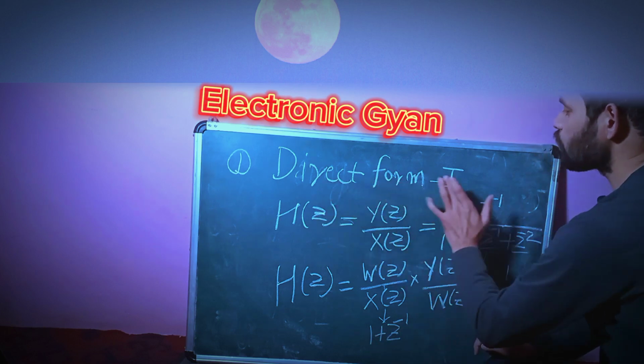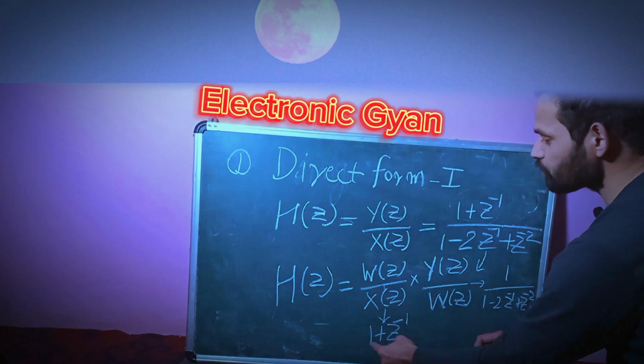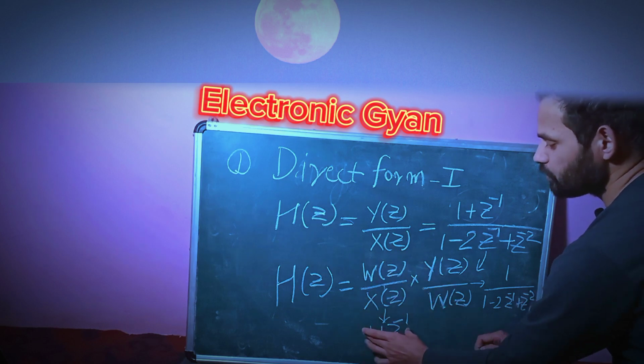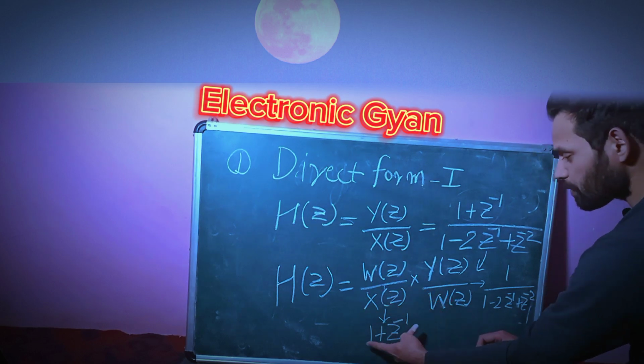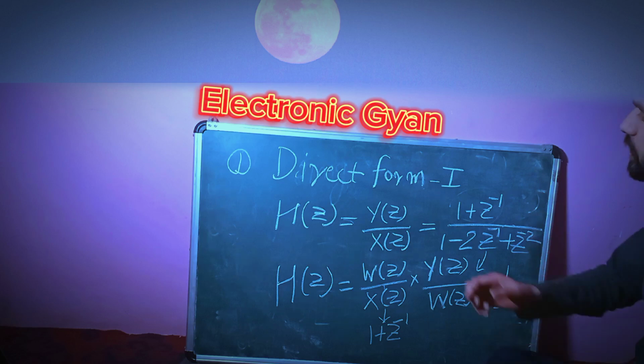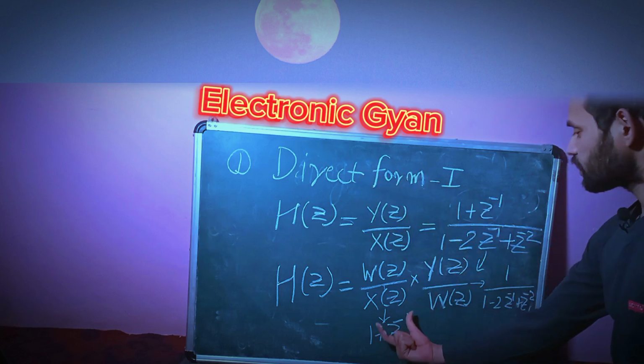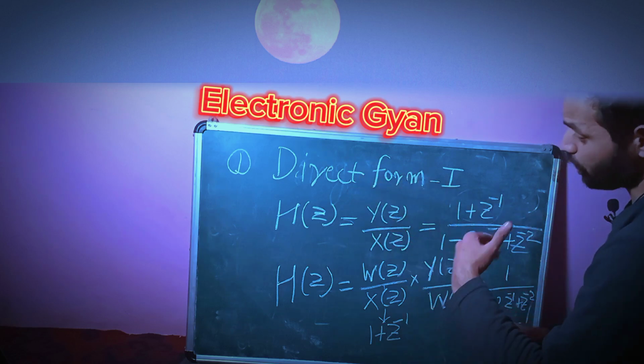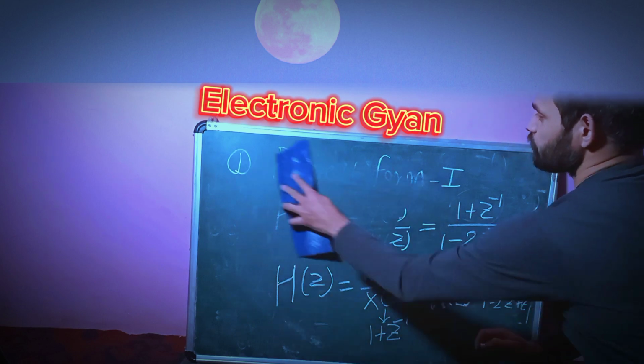Therefore, for direct form 1, first we will draw the forward path followed by the feedback path. So direct form 1 means forward path followed by feedback path. Let's see how to draw it.